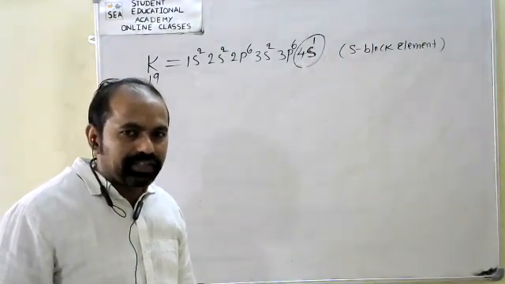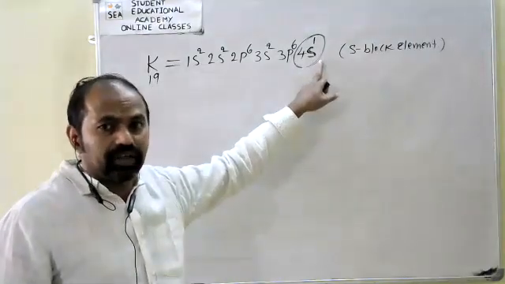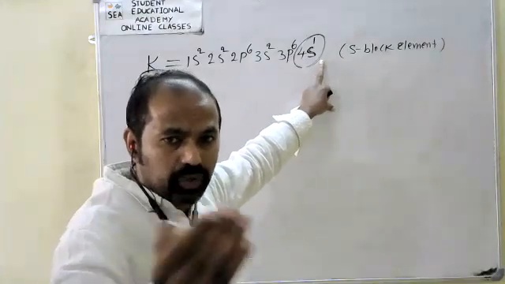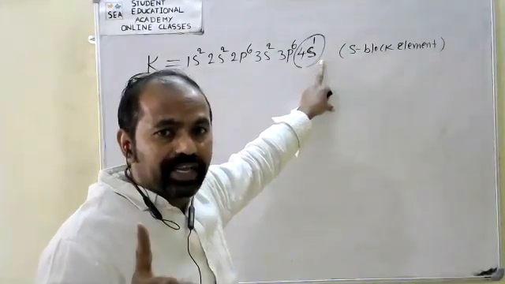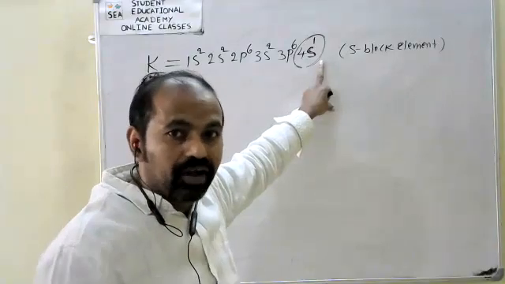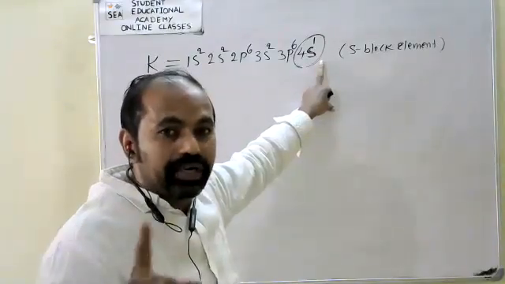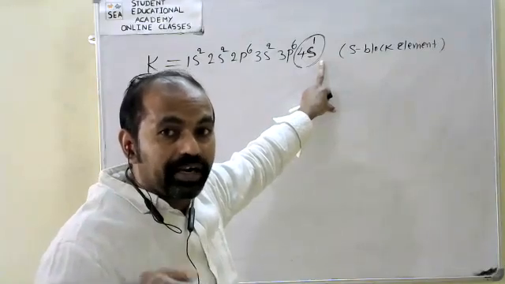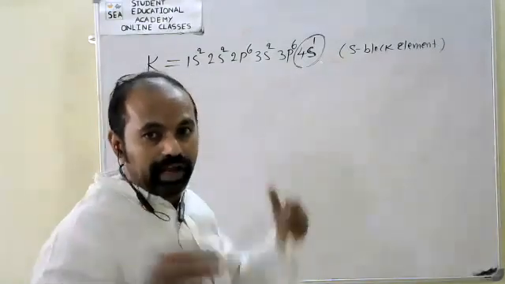So what is called the differentiating electron? The last electron. If the last electron entered into the S subshell, the element belongs to the S block. If it entered into the P subshell, it belongs to the P block. If into the D subshell, the D block. If into the F subshell, the F block.